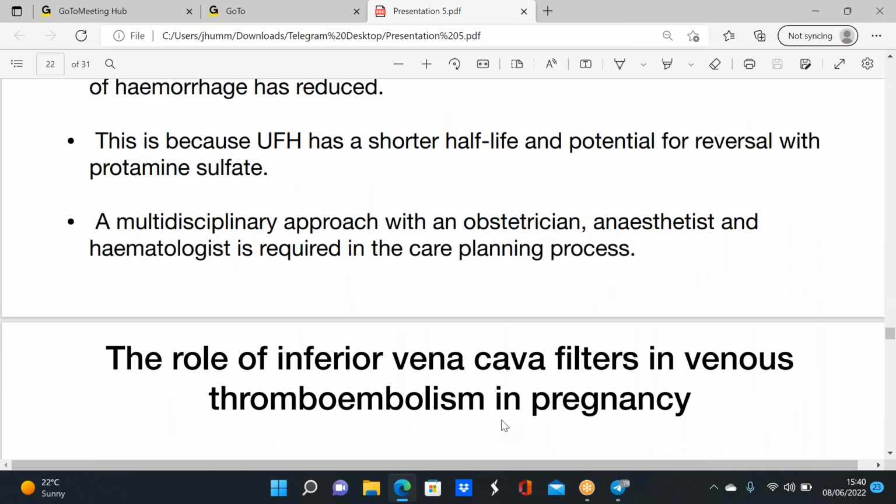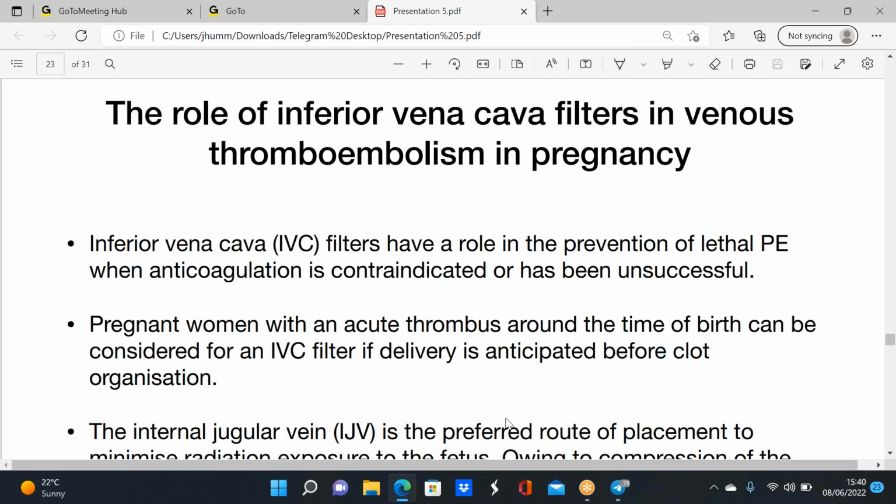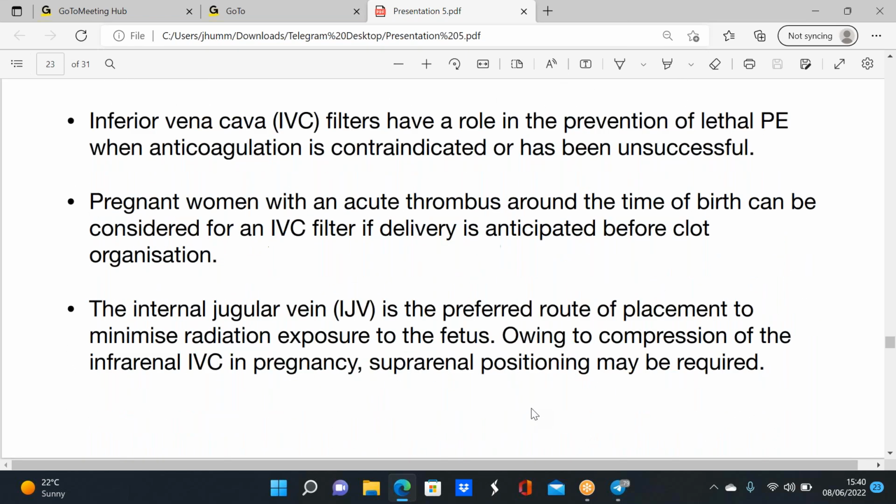There is one important thing, the role of inferior vena cava filters in venous thromboembolism in pregnancy. Okay, so these are the IVC filters. They have a role in prevention of lethal pulmonary embolism when anticoagulation is contraindicated or has been unsuccessful. There might be some patients in whom anticoagulant is contraindicated or there is very little time. Suppose a pregnant woman with acute thrombus comes around the time of birth. In that case, IVC filters can be used.